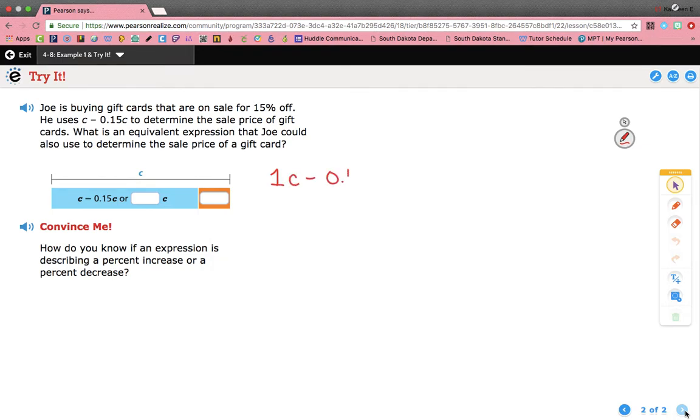minus 0.15C. Okay, 1 minus 0.15, or we can imagine that these are, right, we're talking about percents. So we can pretend that this is 100% C, and we're subtracting 15% C. So 100 minus 15C is going to be 85C, and then we just got to put that decimal back in there. So 0.85C is going to be an equivalent expression.